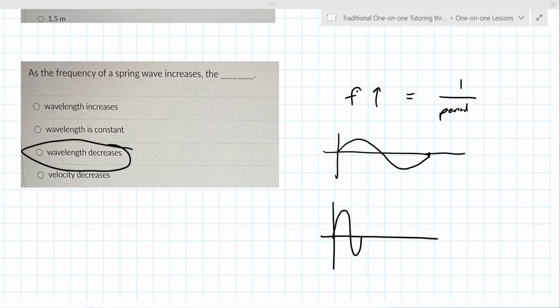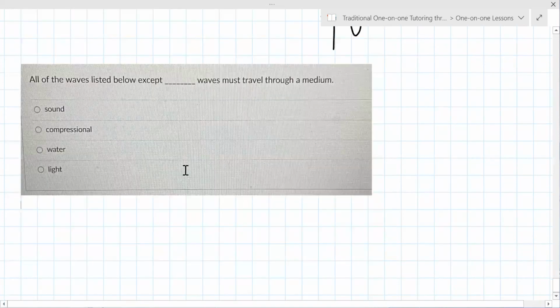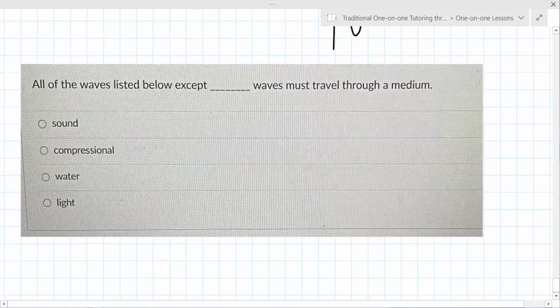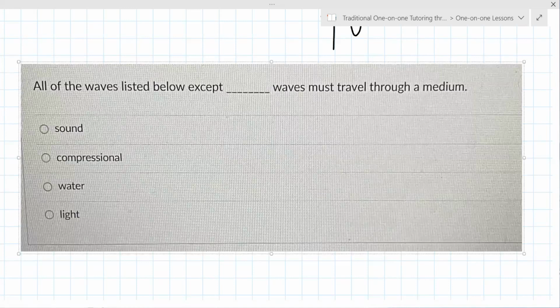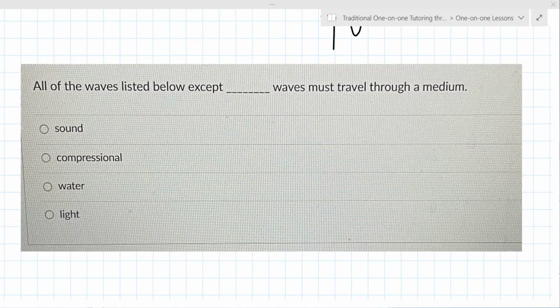So we kind of already answered this question here. It says all of the waves listed below except blank must travel through a medium. I believe that light does not travel through a medium. That was related to that electromagnetic question, because it exists where there is no medium. Yeah, so it is definitely light.